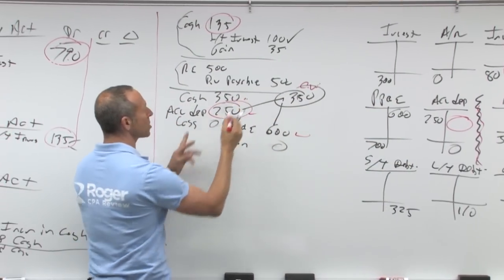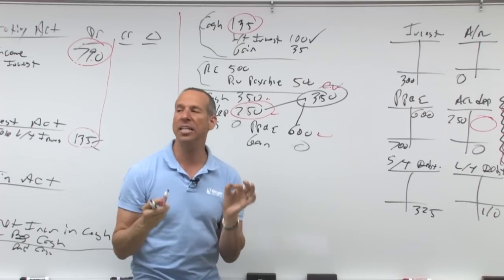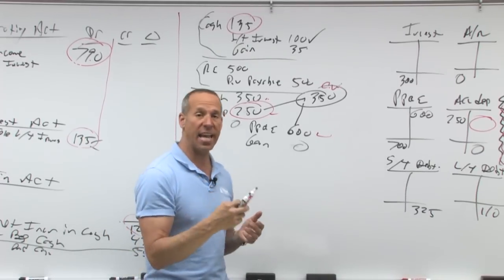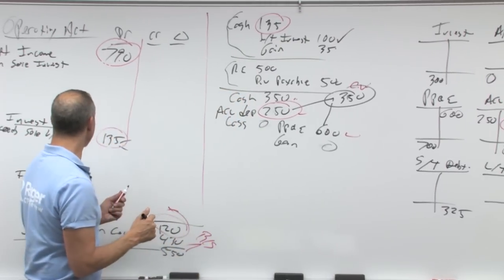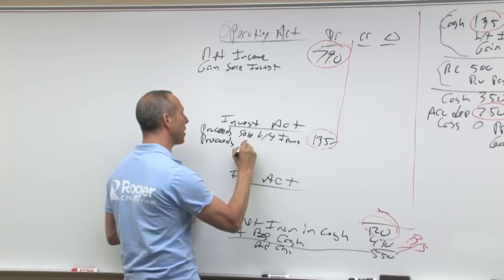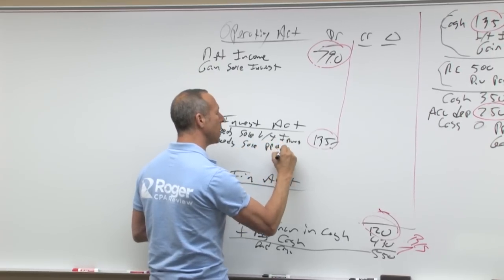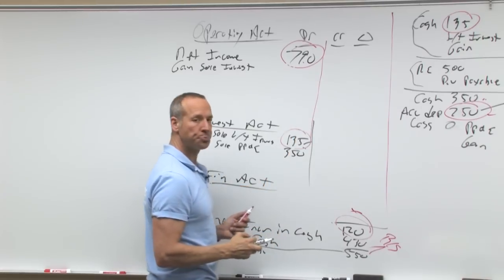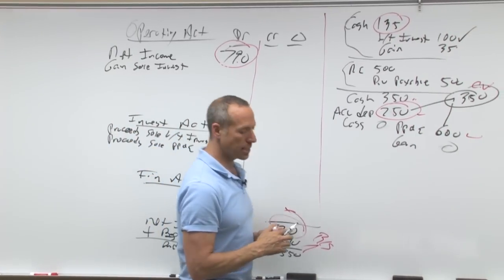Oh, debit or credit to cash. You know the rules. What kind of activity is the purchase or sale of equipment? It is an investing activity. So let's come over here. What do we call it? We'll say proceeds sale of PP&E, inflow 350. All right, because that's an investing activity.